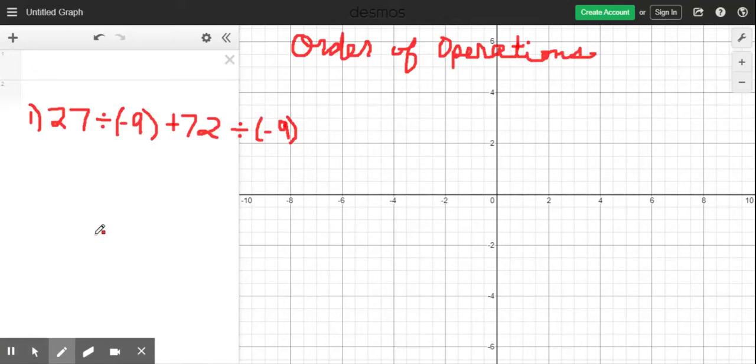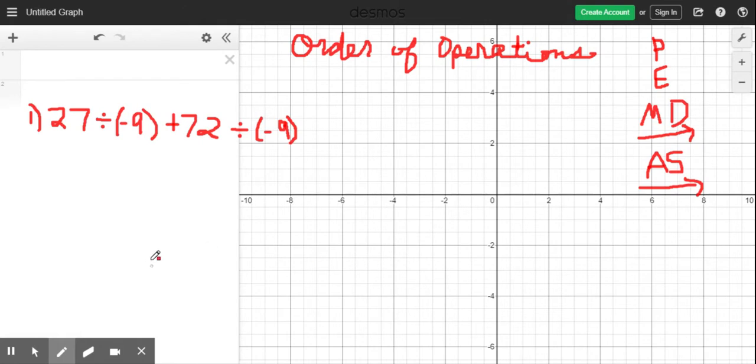Okay, so on this problem, we need to remember the order of operations that says first we must do what is inside of any parentheses, then exponents, then we multiply and divide from left to right, and finally we add and subtract from left to right.